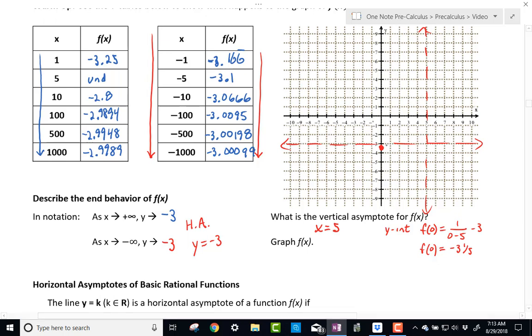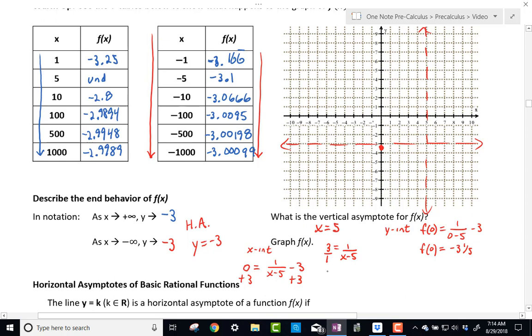And then my x-intercepts, we'll do those over here. We're going to plug in 0 for y. We're going to get 0 equals 1 over x minus 5, minus 3. We're going to go ahead and add 3 to both sides. So that's going to give us 3 equals 1 over x minus 5. I'm going to put the 3 over 1, and I'm going to cross multiply here.